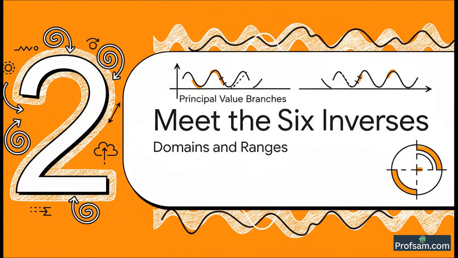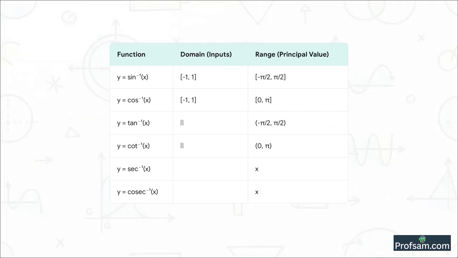Okay, so now that we have this official account rule in place, it's time to meet the stars of the show. The 6 inverse trigonometric functions. Each one of them, sine inverse, cosine inverse, and all the rest, has its own unique principal value branch. Now, pay very close attention. This table right here, this is your key to the entire chapter. Seriously. I would say pause right now and take a screenshot, because you're going to refer to this again and again. It shows us two crucial things for each function.